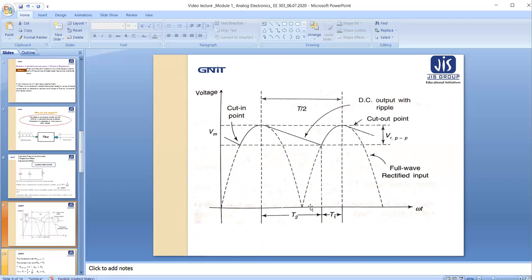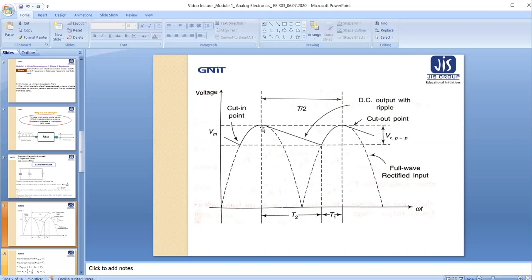The dotted waveform is the rectifier output, the full wave rectifier output. When the positive half appears across the capacitor, it will start charging and achieve the peak value of the incoming signal, that is Vm. After Vm, when the signal starts falling again, the capacitor has no way to charge further, so it will start to discharge.